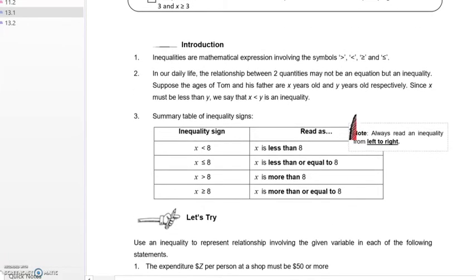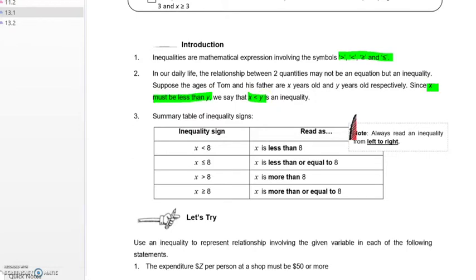Okay, so introduction. Inequalities are mathematical expressions involving these four symbols over here, and you need to know what they mean and what they represent. In our daily life, the relationship between two quantities may not be an equation but an inequality. Suppose the ages of Tom and his father are x years old and y years old respectively. Since x must be less than y, we represent it in this form to say that x less than y is an inequality.